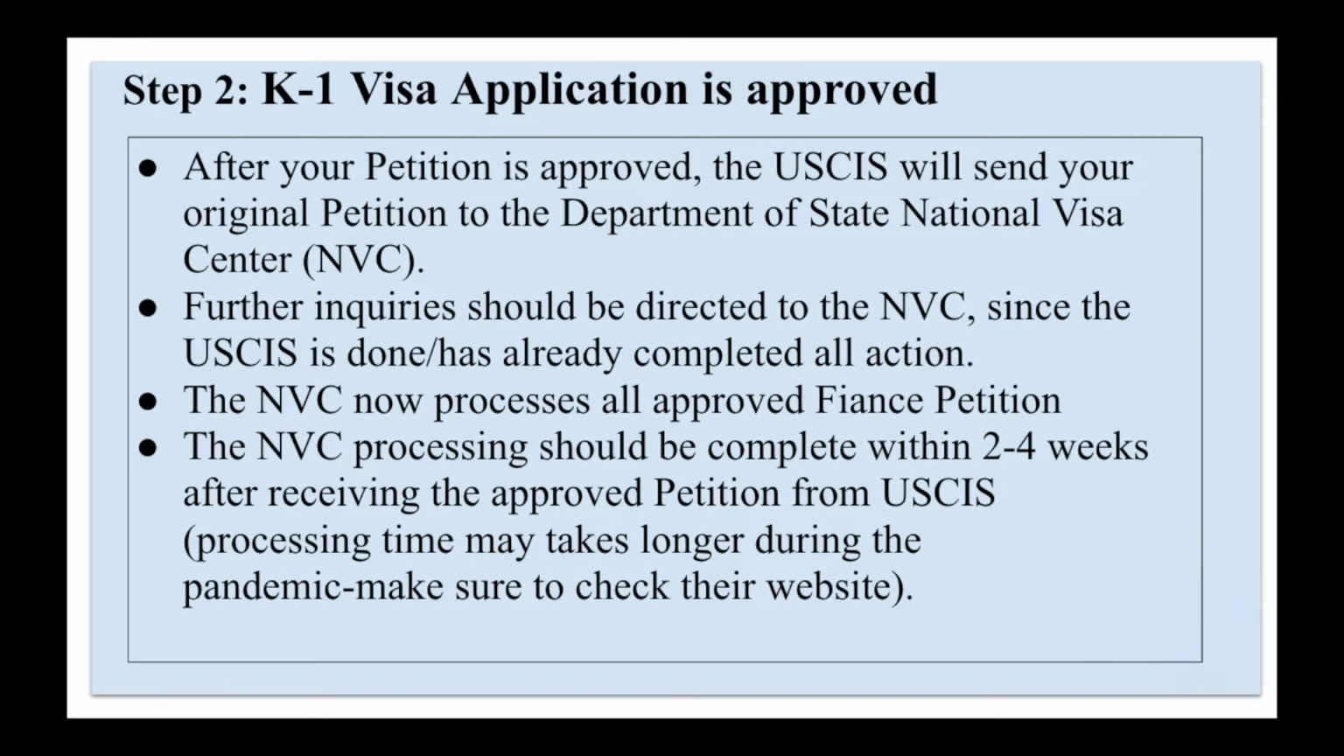After your petition is approved, the USCIS will send your original petition to the Department of State National Visa Center, or NVC. Further inquiries should be directed to the NVC since the USCIS has already completed all action. The NVC now processes all approved fiancé petitions. The NVC processing should be complete within 2 to 4 weeks after receiving the approved petition from the USCIS. Processing time may take longer during the pandemic, so make sure to check their website for any notice or announcements.